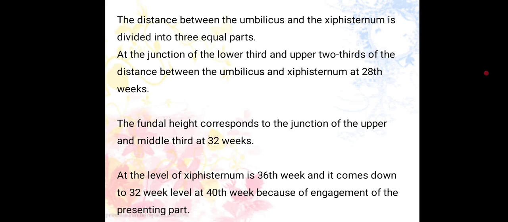As we say, the distance between the umbilicus and the xiphisternum is divided into 3 equal parts. At the junction of the lower third and upper 2/3, it's 28 weeks. The fundal height at the junction of the upper and middle third corresponds to 32 weeks, and at the level of the sternum, it's 36 weeks of gestation. At 40 weeks, the fundal level comes down to 32 weeks due to engagement of the presenting part, which is the differentiating point between 40 and 32 weeks gestational age.